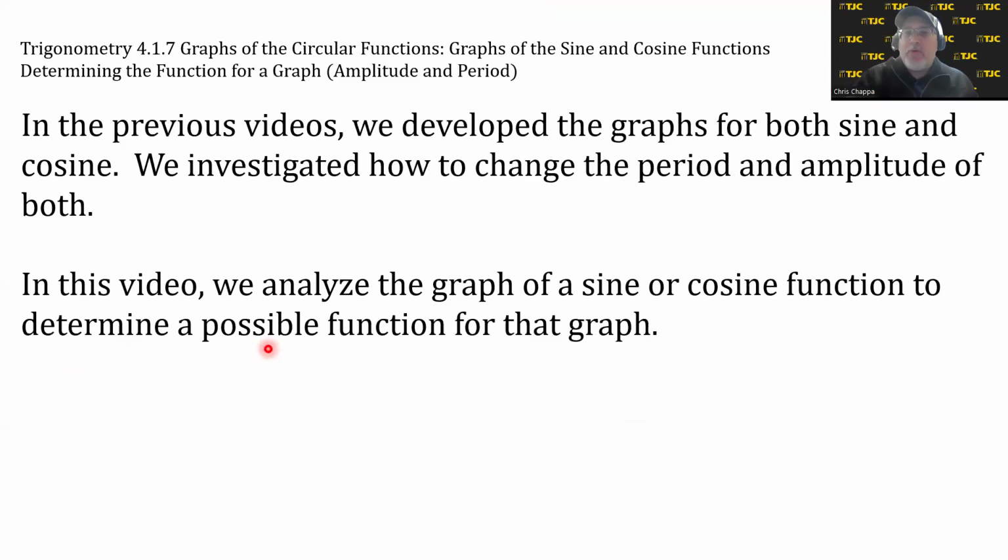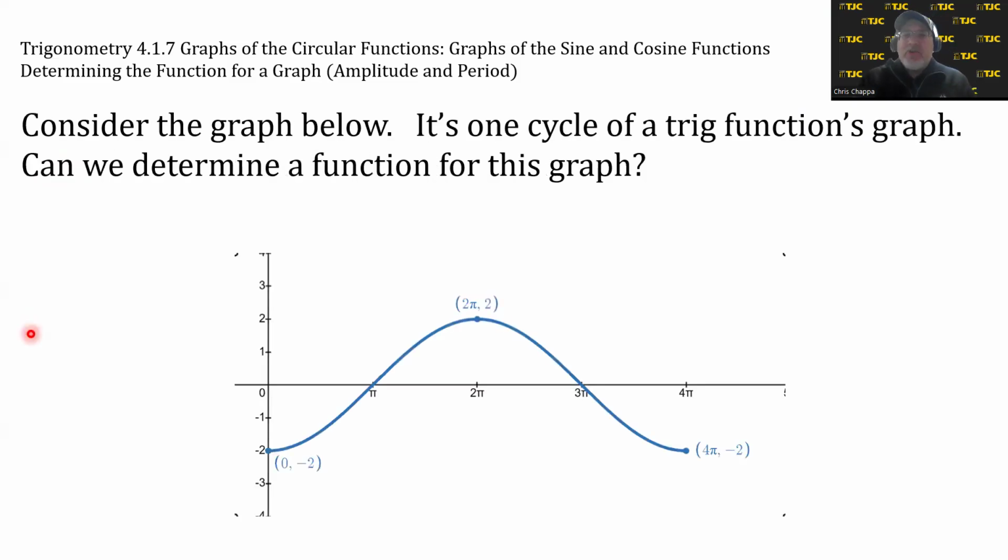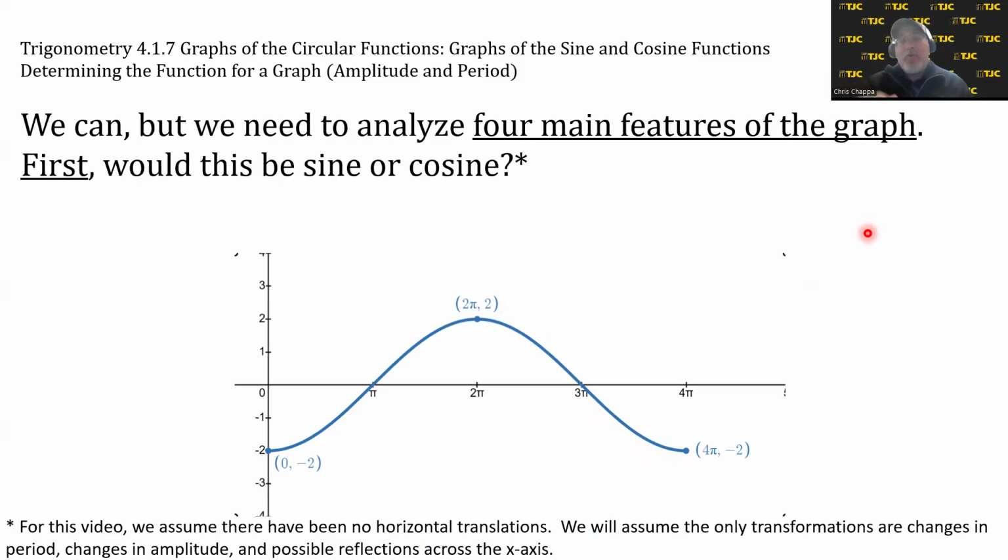In the previous videos, we developed the graphs for both sine and cosine. We investigated how to change the period and amplitude of both. In this video, we analyze the graph of a sine or cosine function to determine a possible function for that graph. Consider the graph below. It's one cycle of a trig function's graph. Can we determine a function for this graph? Well, of course we can. But how? We can, but we need to analyze four main features of the graph.